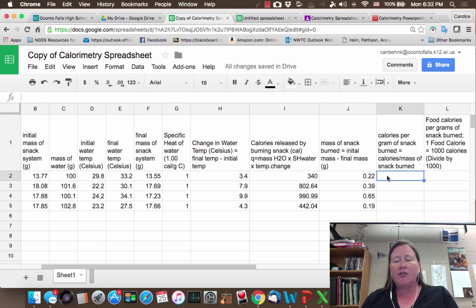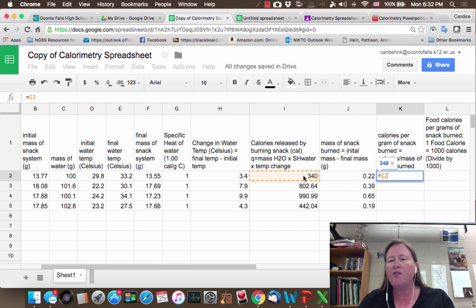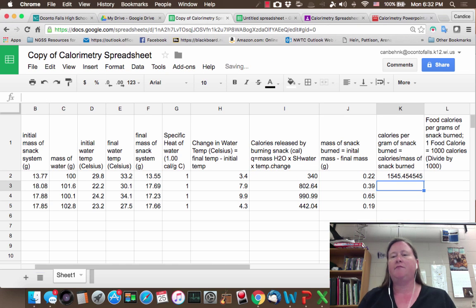So another calculation starts with equals. I want to take the calories released, which is cell I2. I wonder if I can click on it. Well, I can. I can just click right on it. That's really kind of neat and saves even more time. Divided by, now this is the divided symbol that is next to the shift key, and on most keyboards it also has the question mark on it. So divided by the mass of the snack burned equals. So you can see that we're looking at about 1,500 calories per gram.